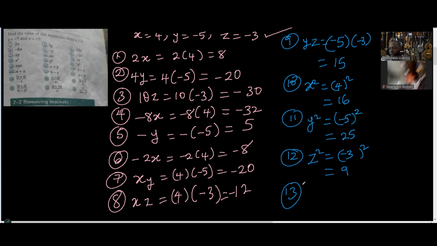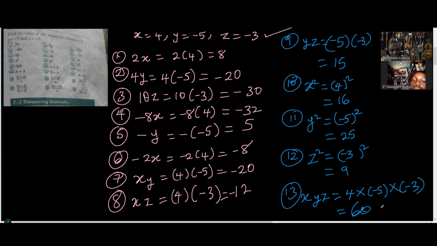Then number 13, we have xyz. That is x times y then times z. Minus times minus is plus. 4 times 5 is 20. 20 times 3 is 60.